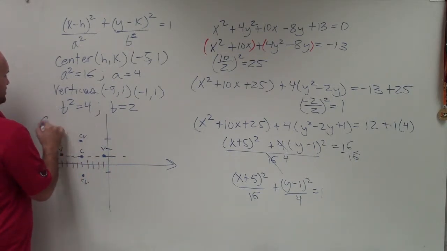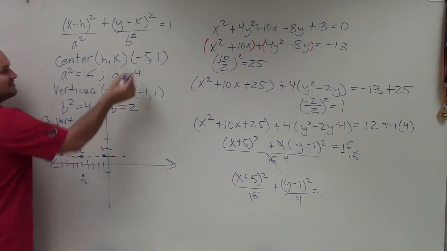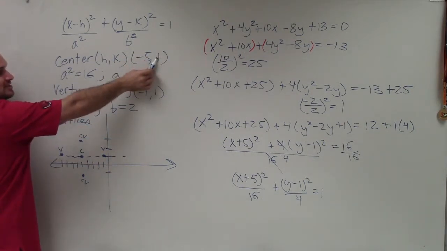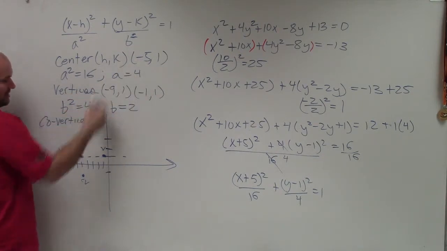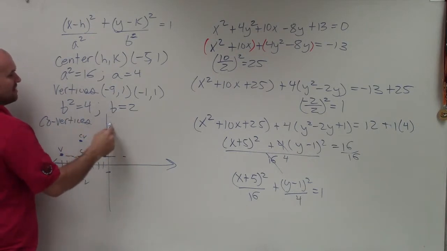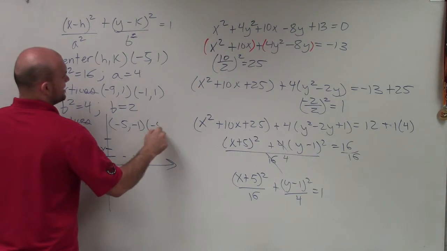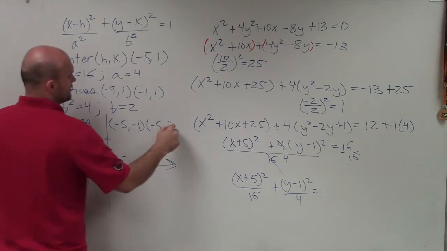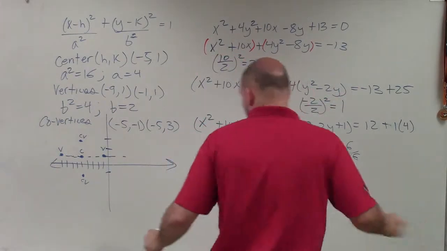So we can say my co-vertices. And now to find these points, I'm just going to add 2 to the center and then subtract 2. So the x-coordinate is going to be the same, right? There you can see they have the same x-coordinate. So my co-vertices are going to be negative 5, negative 1, and negative 5, comma 3. All right. I'm going to erase some of this to go over to the foci.